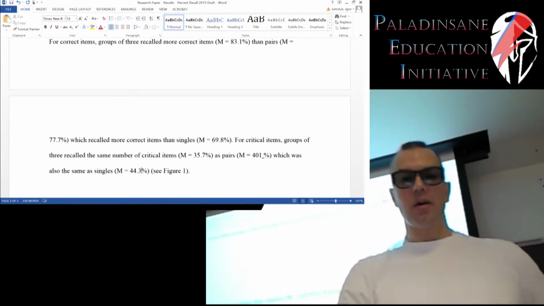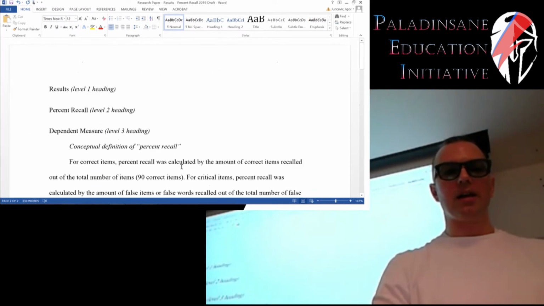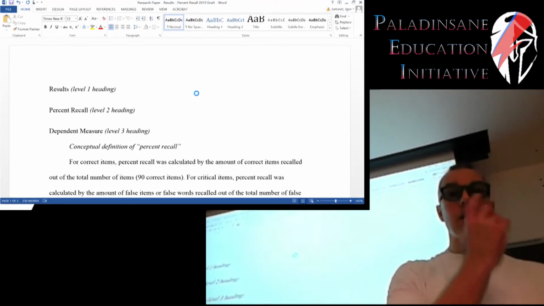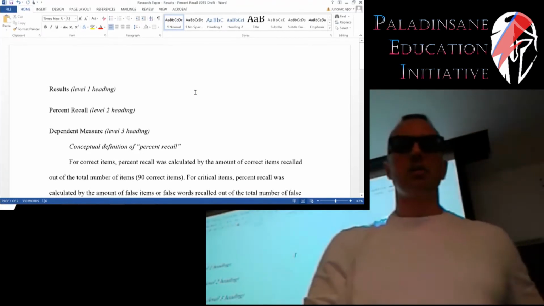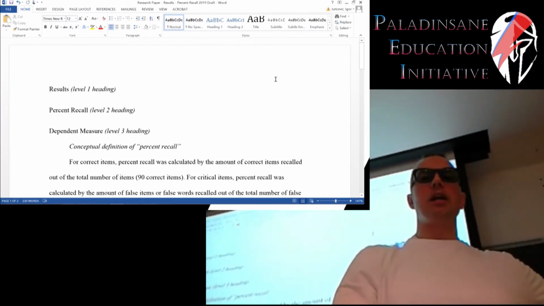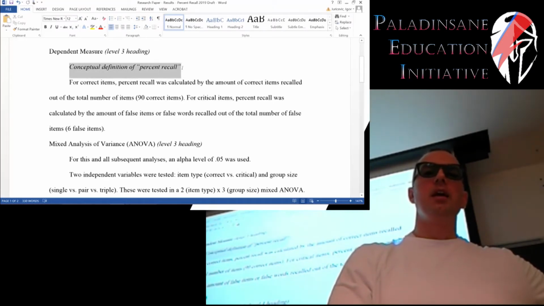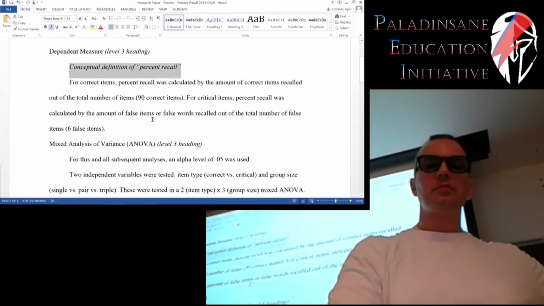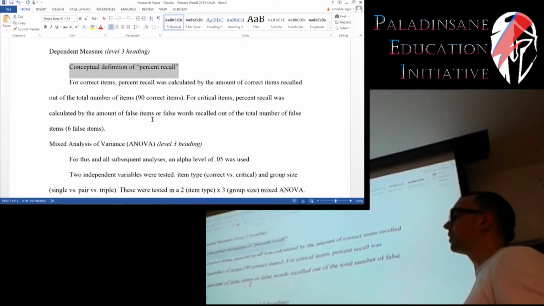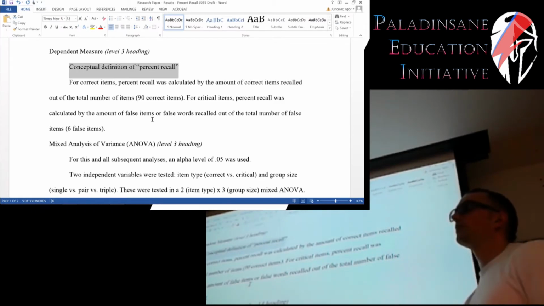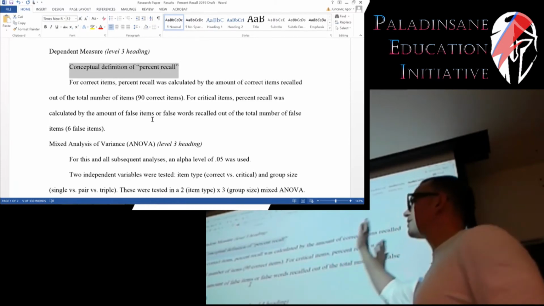All right, and then we'll send them to see figure 1 because that's where we'll have that information. Okay, so we are almost done with our first pass through this results section. The last thing we now need is a conceptual definition of percent recall. And as I mentioned, this is perhaps the most challenging, partly because it's the least well-defined one here, the one that has the least straightforward correct answer.